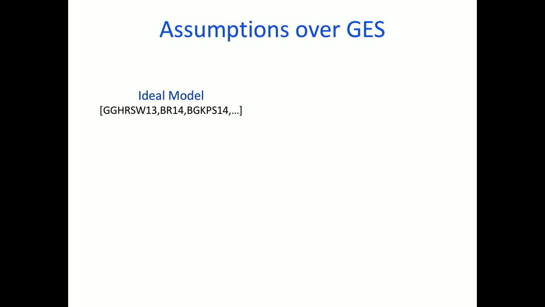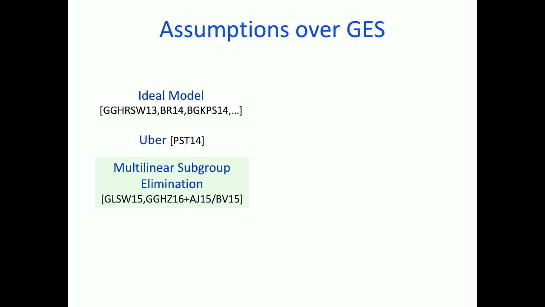As mentioned so far, most of the I/O constructions are analyzed in the ideal model. The first attempt to base I/O on a concrete computational assumption was done by Pass, Seth, and Telang, who proposed the Uber assumption that closely captures what can be done in the ideal model. Then there came a simplification in the assumption proposed by Gentry, Lewko, Sahai, and Waters, the assumption of multilinear subgroup elimination.